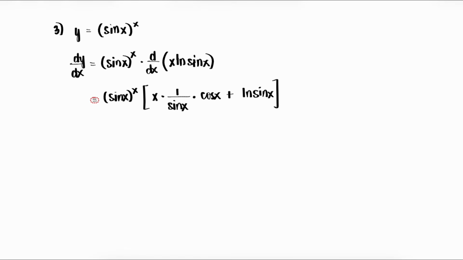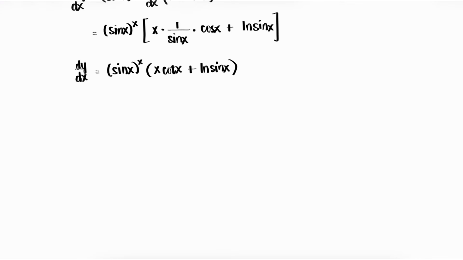So cosine x over sine x is actually cotangent x. So our derivative dy/dx is just equal to sine x to the power of x times x cotangent x plus ln of sine x. And that's it. That's how we perform logarithmic differentiation. Okay, let's have another example.